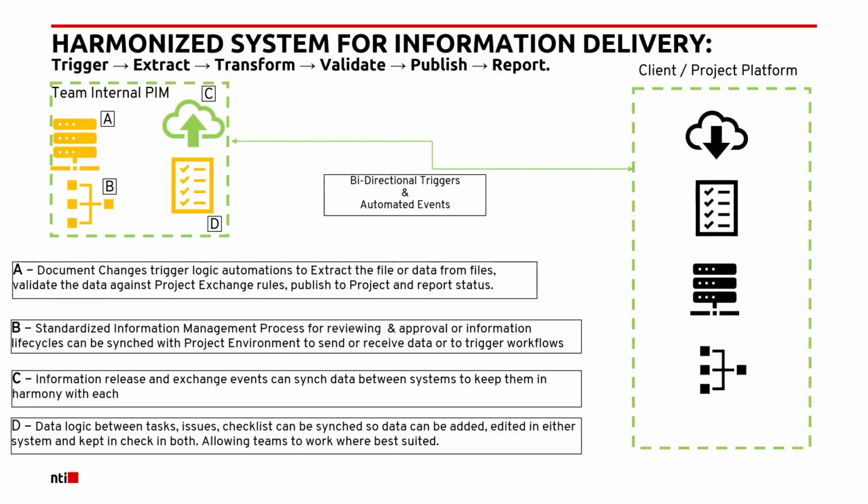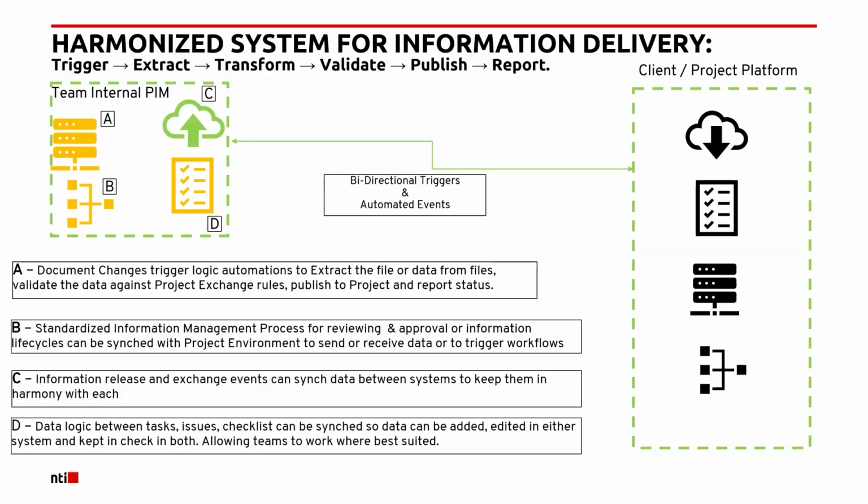And that normally falls into 4 main areas for most clients. Document changes trigger an automation. A standardized process that you're doing in your system completes and there's a status change in that content. That will then create a trigger. So a typical example would be the approval of a document in one system triggers a transfer of that information to another. Information release and exchange.